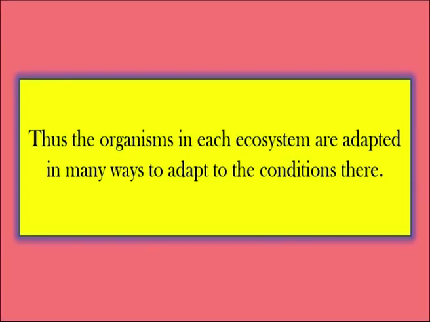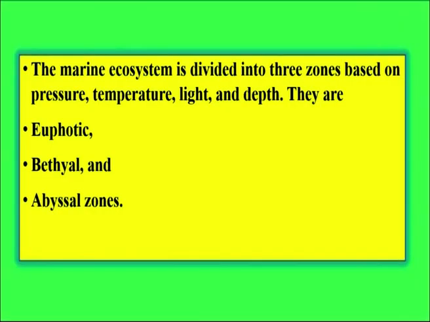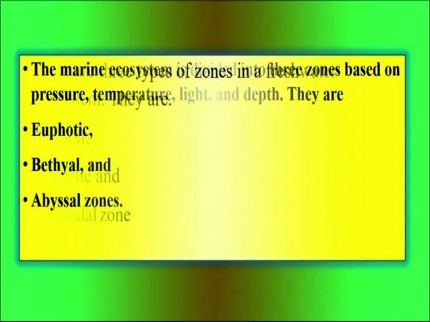That means every ecosystem has different climatic conditions. So, depending upon those climatic conditions and abiotic components, the organisms living in that ecosystem have adopted many kinds of modifications in their body. The marine ecosystem is divided into three zones based on pressure, temperature, light and depth. They are euphotic, bathyal and abyssal zones.